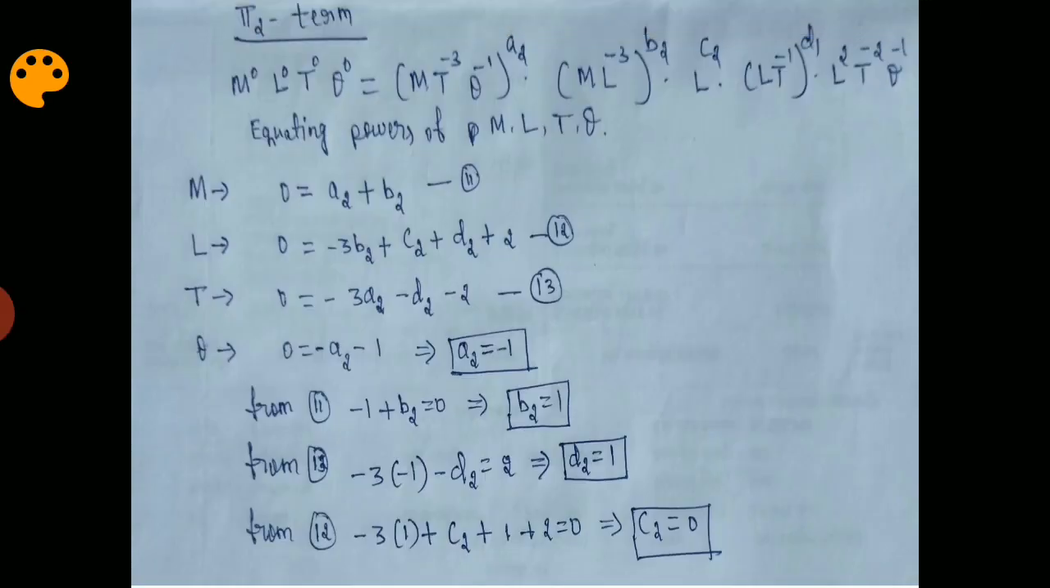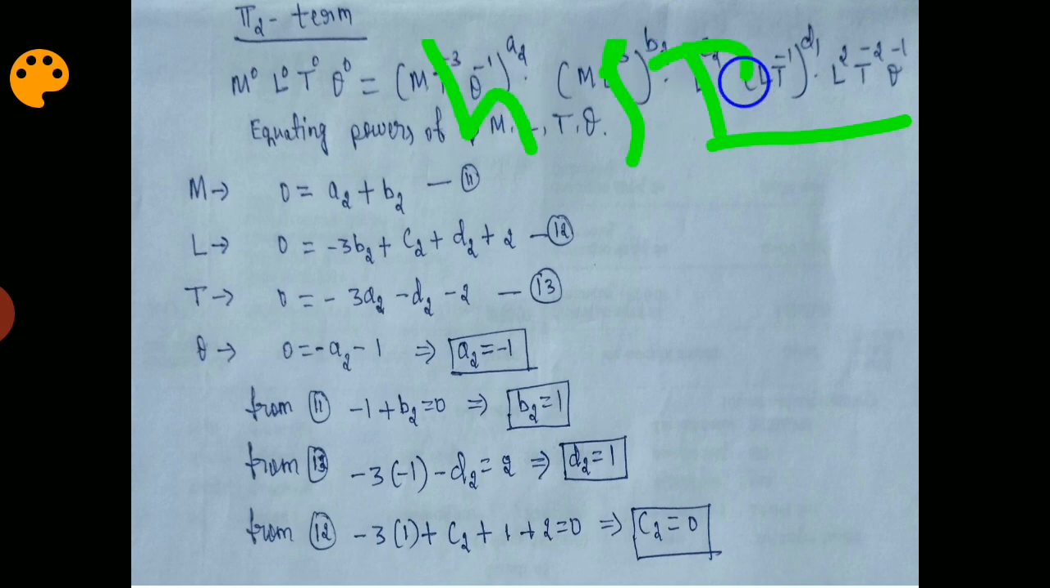Similarly we can get the value of pi 2 term following the same procedure: m raised to 0, L raised to 0, t raised to 0, theta raised to 0, that is for pi 2 term. Then this is for h term, this is for rho term, this is for d term, this is for mu term.